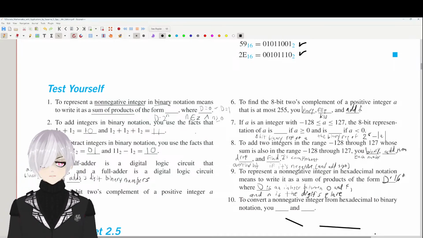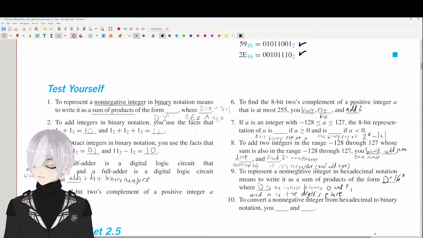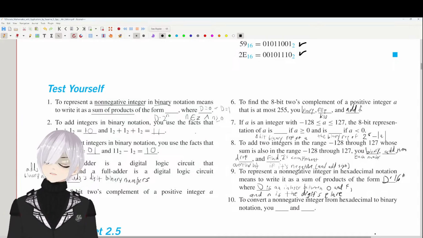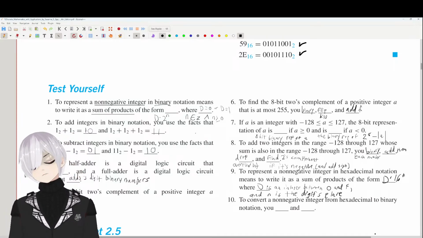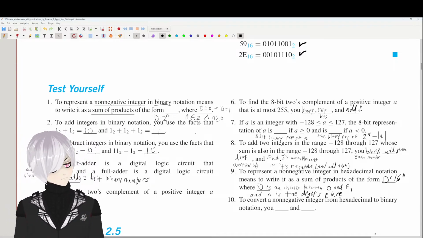Convert a non-negative integer from hex to binary notation. So I guess you write the 4-bit binary representation of each digit and juxtapose them.